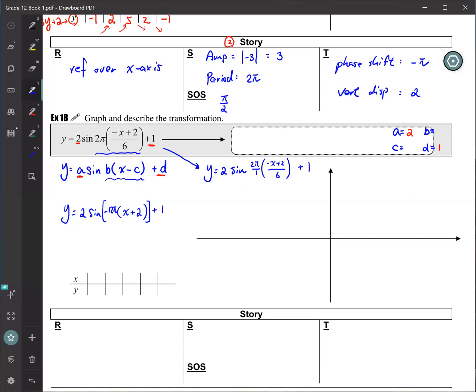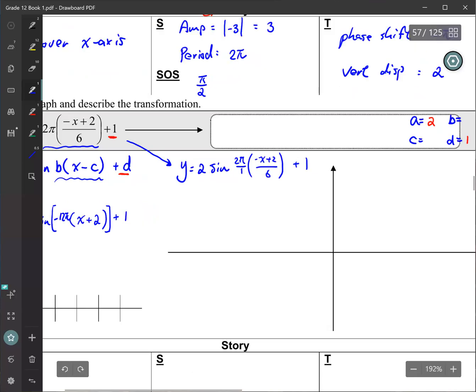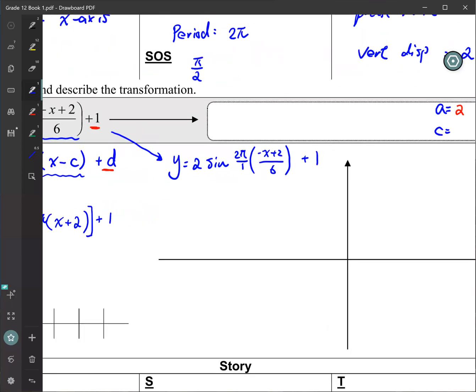Because you have a number in front which is not a fraction, and in the bracket you get a fraction, it's difficult to put them together. So the first thing you do is write 2 pi as 2 pi over 1. Then the numerator multiplies with the numerator, and the denominator multiplies with the denominator. So the 1 multiplies with the 6, which is the same as 2 pi over 6, negative x plus 2, plus 1. Does it make sense so far?